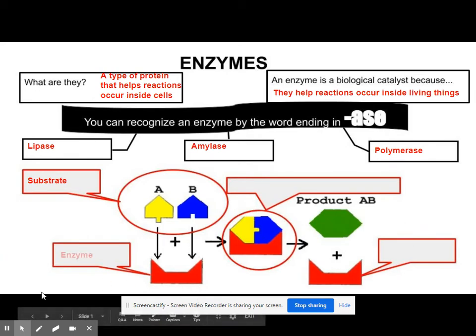The red thing is our enzyme because it will not get changed. It does not get used up. It doesn't change. It's still there at the end. When they're stuck together, we call that the enzyme substrate complex. And then just an added note, right here, this cutout area of the enzyme, that's called the active site. I didn't label it on here, but you could label it so you remember. And then, of course, here at the end again, we still have the enzyme.